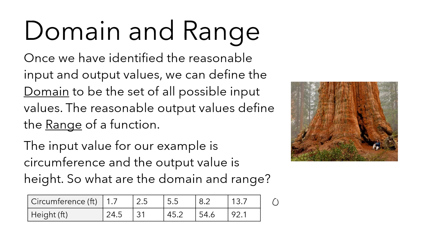Well, I can write it like this. The circumference is going to be greater than 0, because the circumference is not going to be a negative, and less than or equal to 119, because that's the biggest tree on record. And then similarly with height, height is going to be greater than 0 because it won't be negative, and less than or equal to 376, and that defines our domain and range.